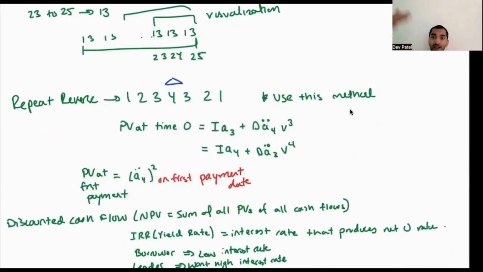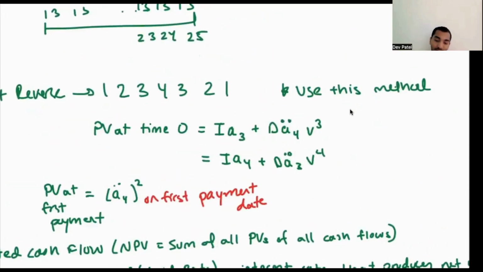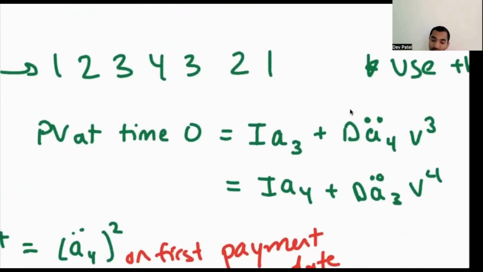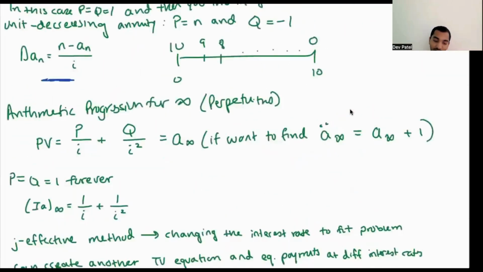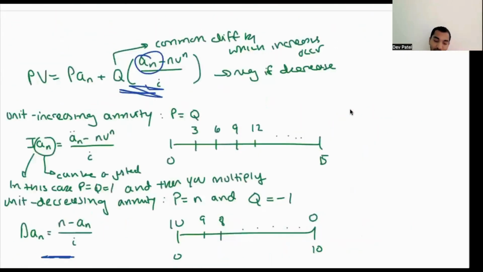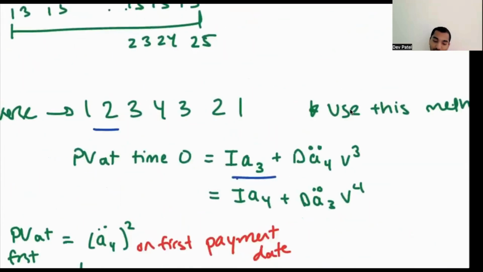Depending on how you use the concepts I described above, one way you can do this is by saying that, okay, we have IA3. If we go back to what IA3 is, it's unit increasing annuities. This is unit increasing annuities. So 1, 2, 3, 4, we have the present value of that, which is this, and that's 3 payments.